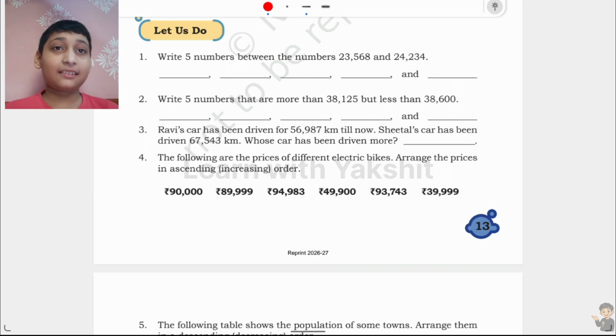Now, let's get started with Let Us Do. Question 1: Write 5 numbers between 23,568 and 24,234. You have to write any five numbers, but they have to be just between these two numbers.